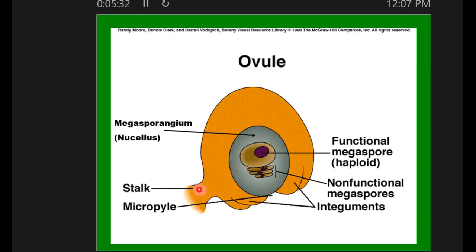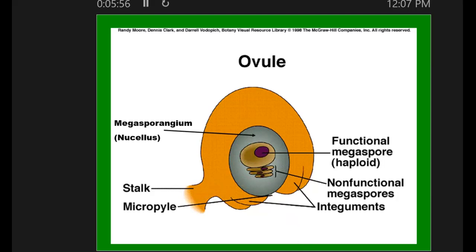Okay. And then you still have the same idea like what we talked about with gymnosperms. We have that integument tissue surrounding all of that to protect it, with a little tiny opening, the micropyle. So some of the same ideas here is what we just talked about in the gymnosperms. Okay, so now that functional megaspore, what is it going to do?